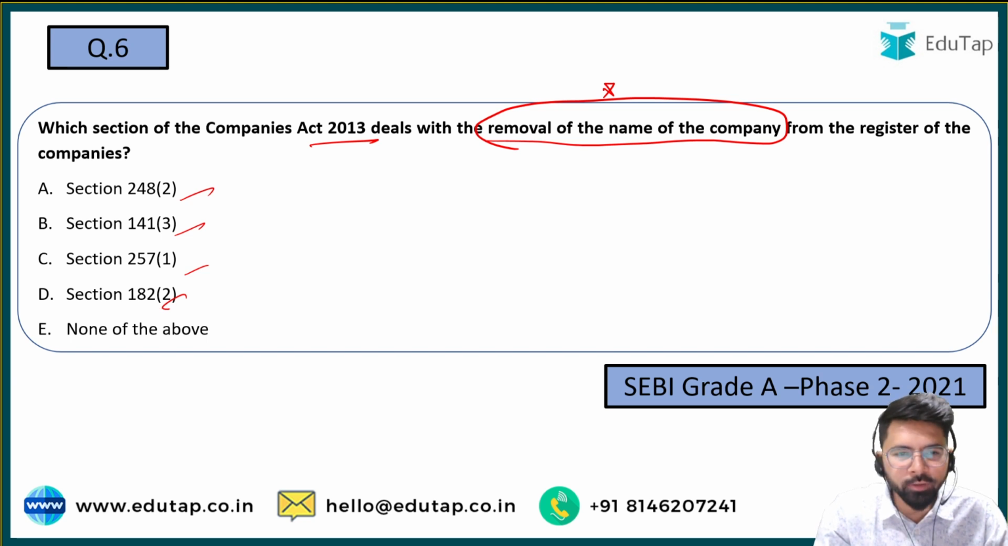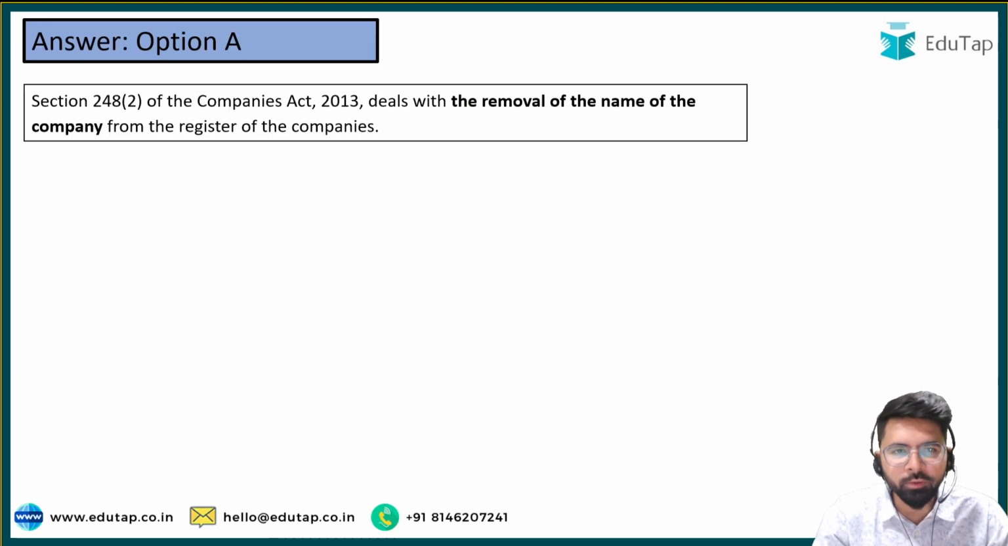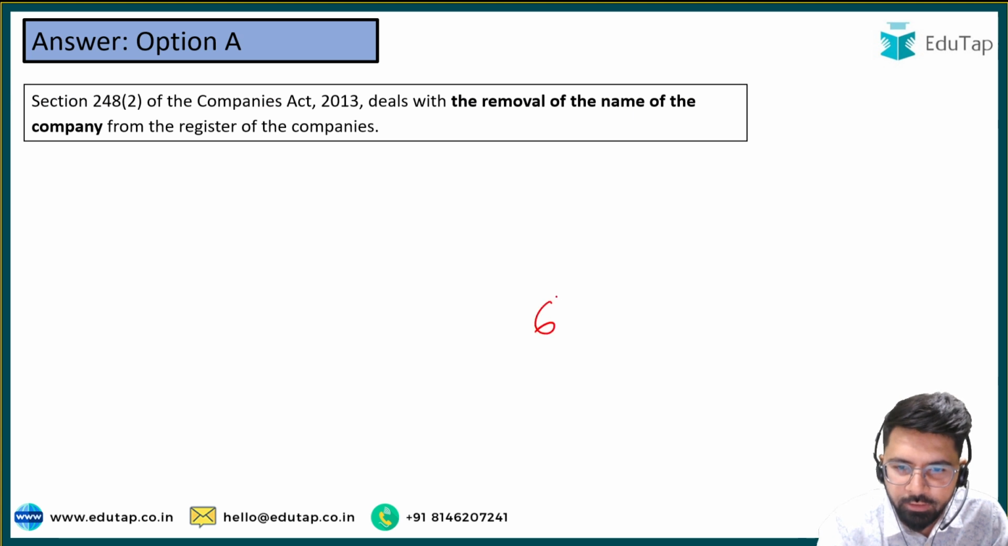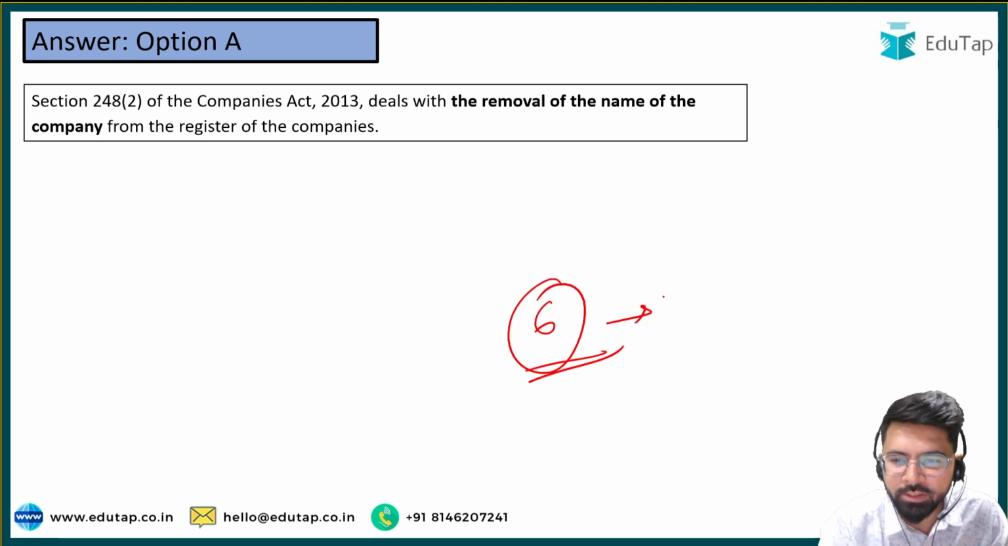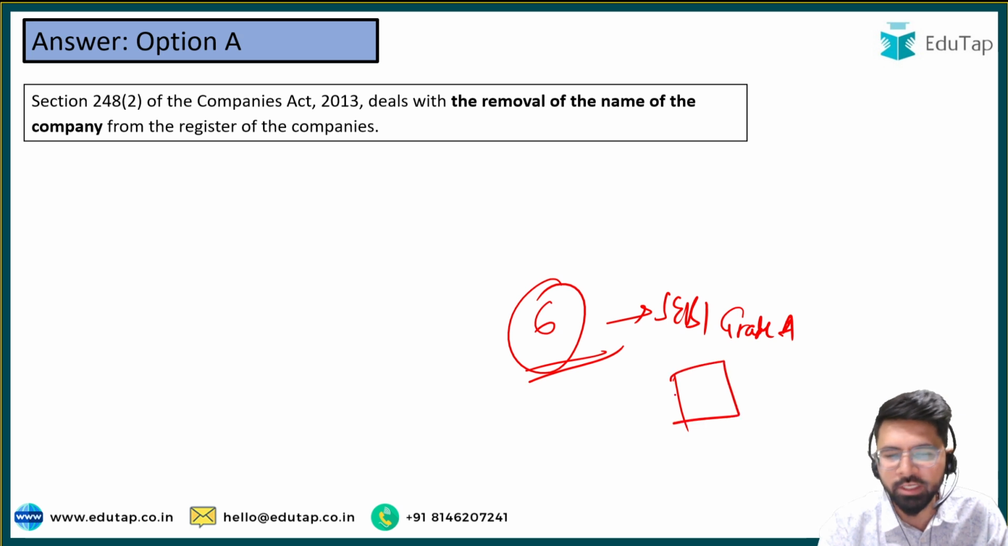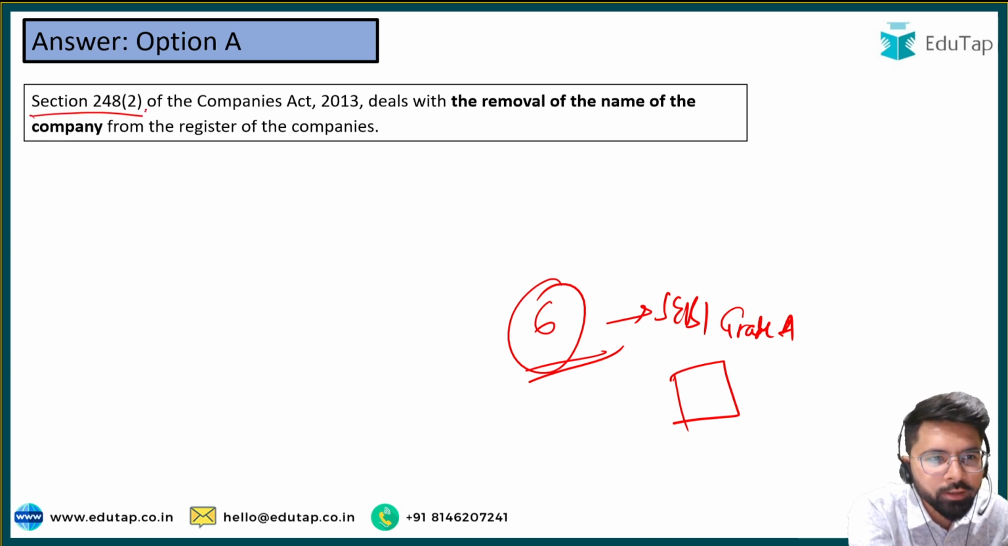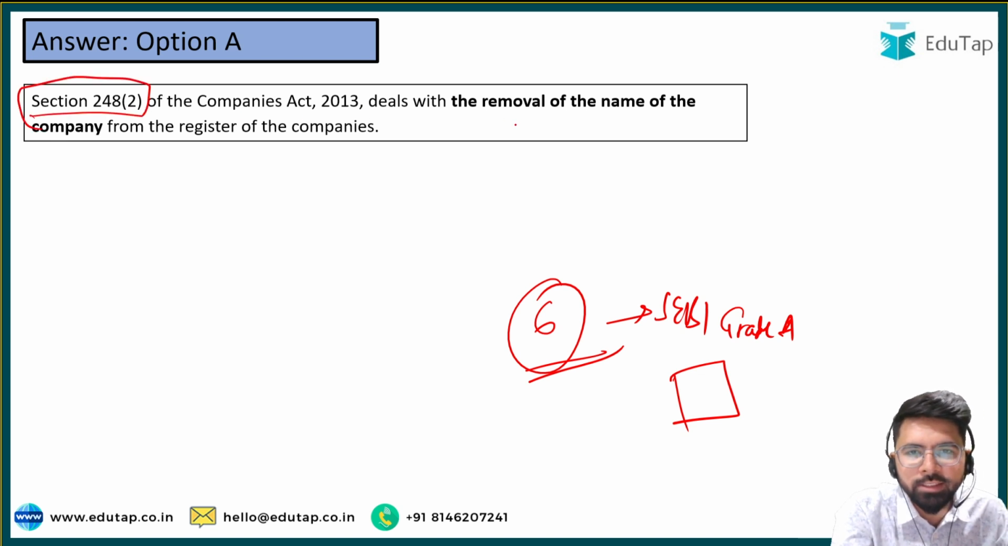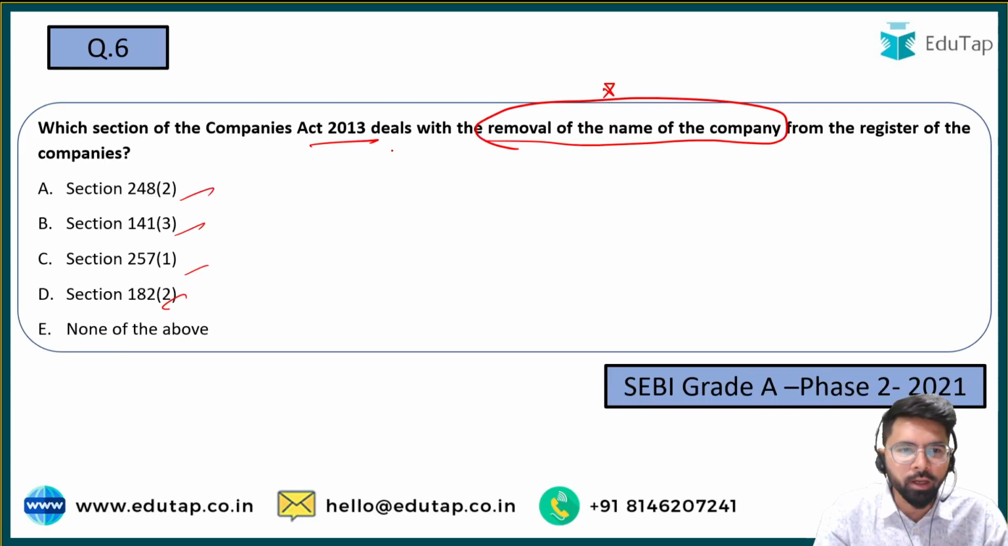So friends, the answer to this question is option A, though this question was out of the syllabus because there are only 6 chapters mentioned as per the SEBI Grade A syllabus in the Companies Act. So this question was out of the purview of those mentioned chapters. This will give you an idea that you should be ready with the mindset that there might be certain questions which are out of the syllabus as prescribed by SEBI. So the answer is section 248 clause 2 of the Companies Act, which deals with the removal of the name of the company from the register of companies. I hope that is very much clear.